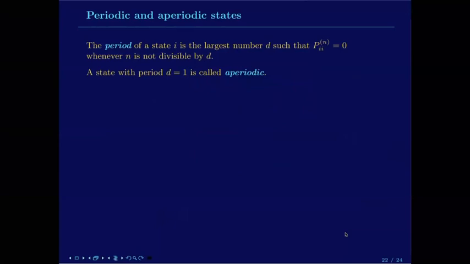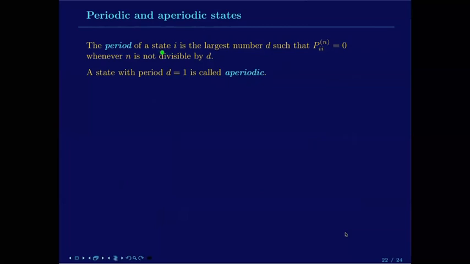Then next, we looked at periodicity. So the period of a state is the largest number d, such that the n-step transition probabilities for a transition from state i back to state i are 0 whenever the step size n is not divisible by d. So that means vice versa.